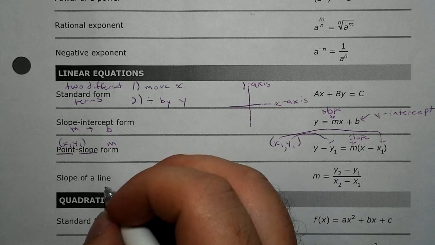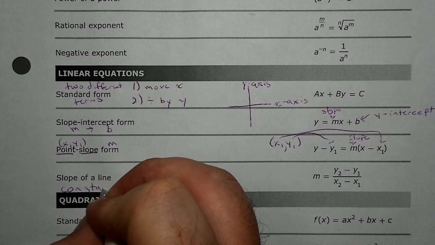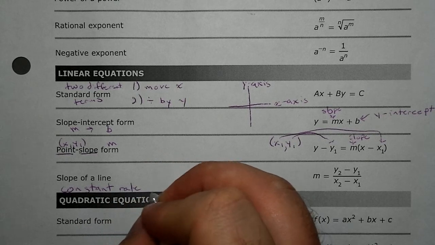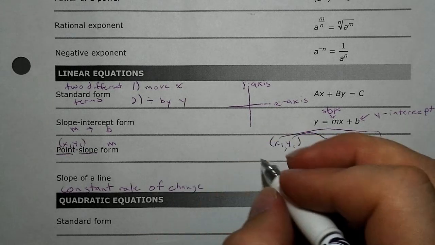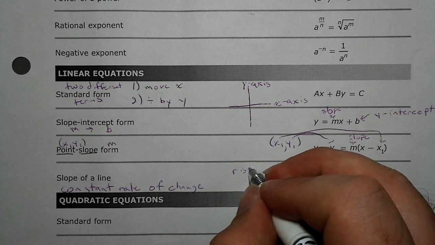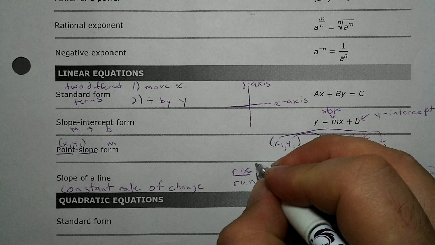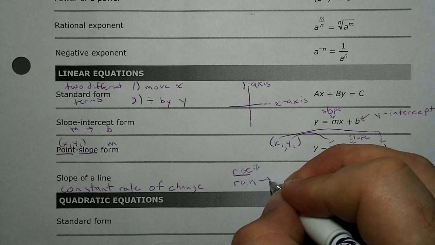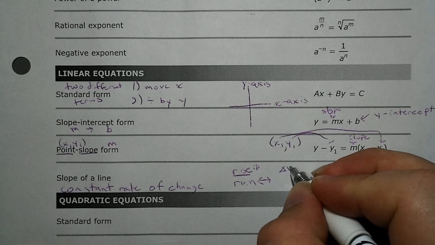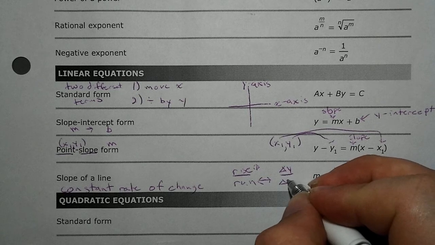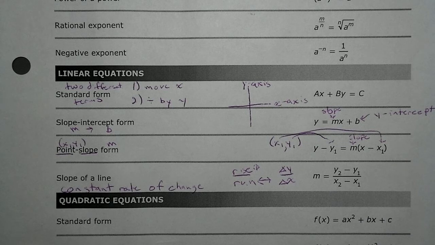Now, slope of a line. Slope sometimes is called constant rate of change. It is your rise over your run. It can always be in fraction form. Remember, rise goes up or down, run goes left or right. Sometimes they use the formula delta y over delta x, but all that means is you subtract your y's, you subtract your x's, you put them over each other.